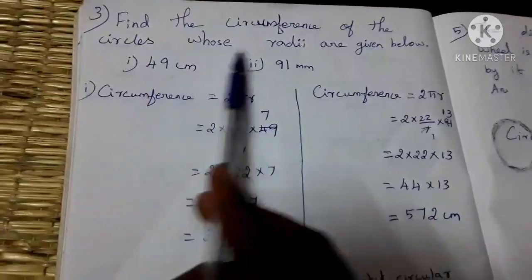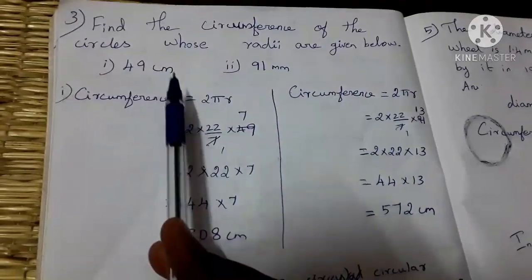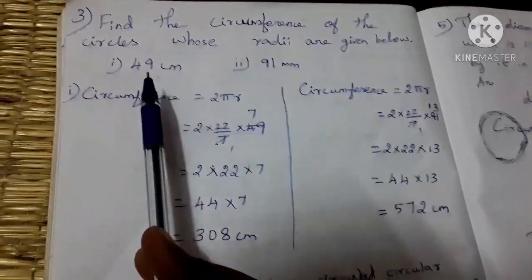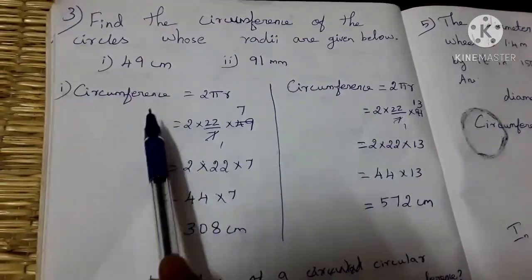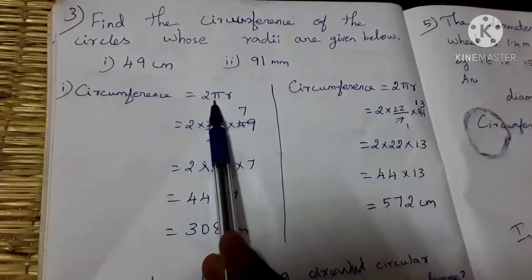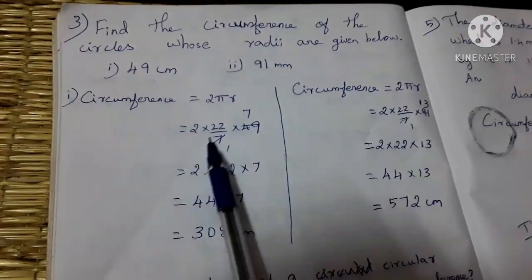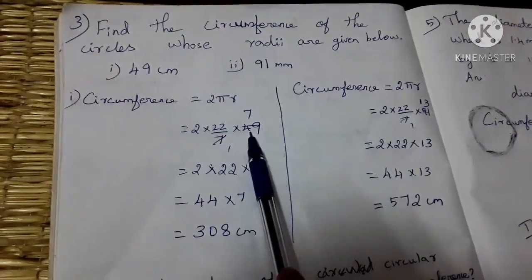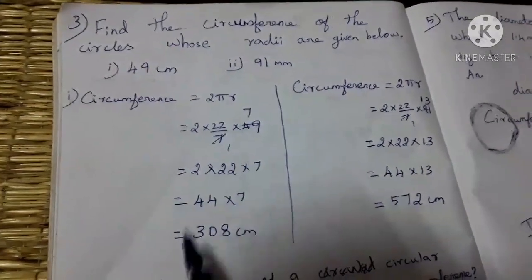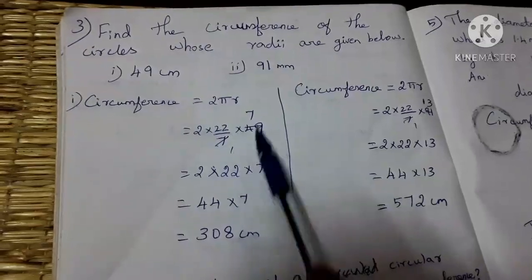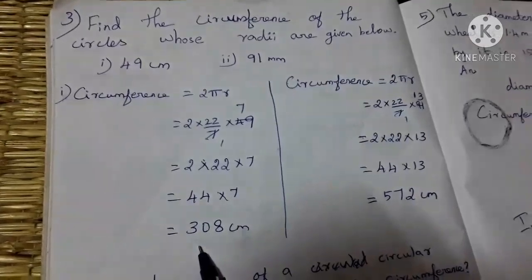Next, question number 3. Find the circumference of the circles whose radii are given below. In the second question they gave the diameter. In this question they gave the radius. So the radius is 49 centimeter. What is the circumference formula? It is 2 pi r, because they gave the radius. So 2 into 22/7 into 49. We can cancel 7 into 49. 1 7 is 7, 7 7s are 49. Remaining we have 2, 22 and 7. So we multiply, we get 308 centimeter.